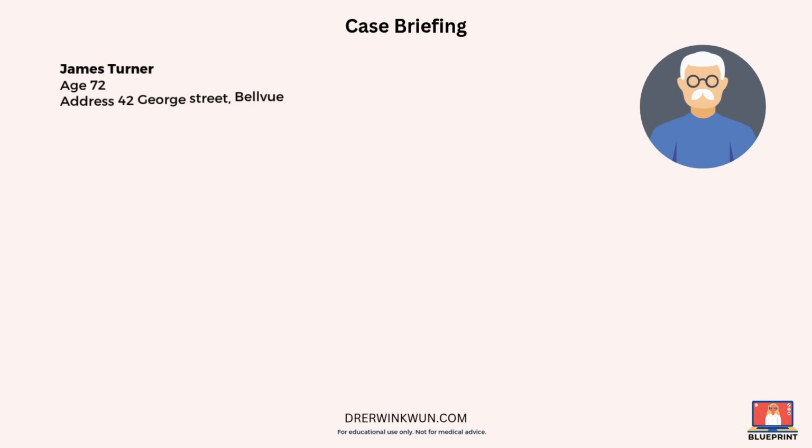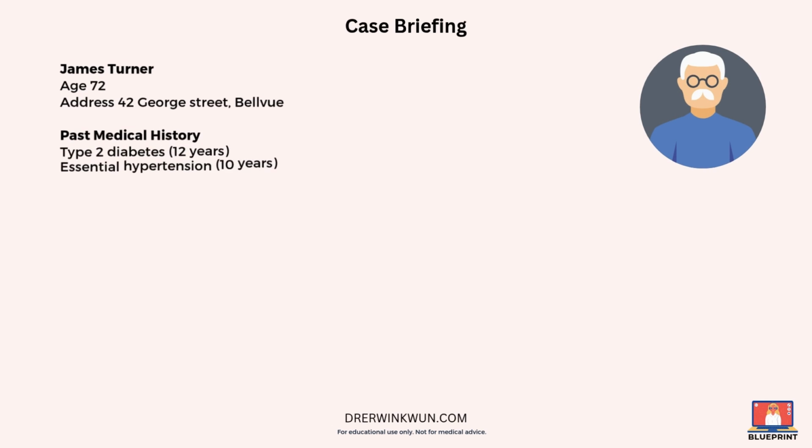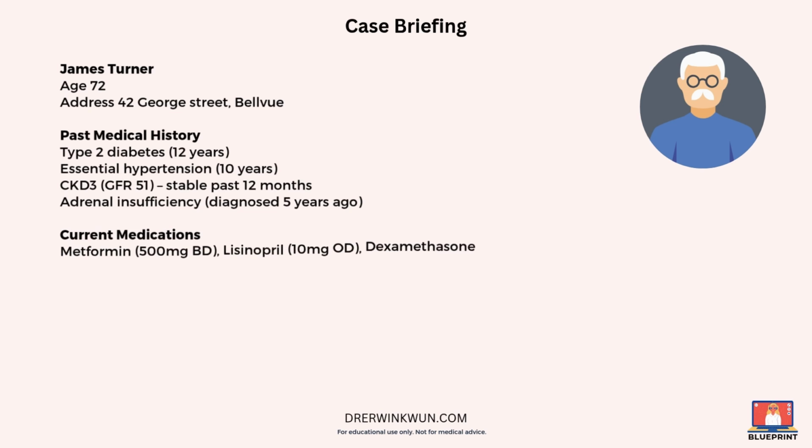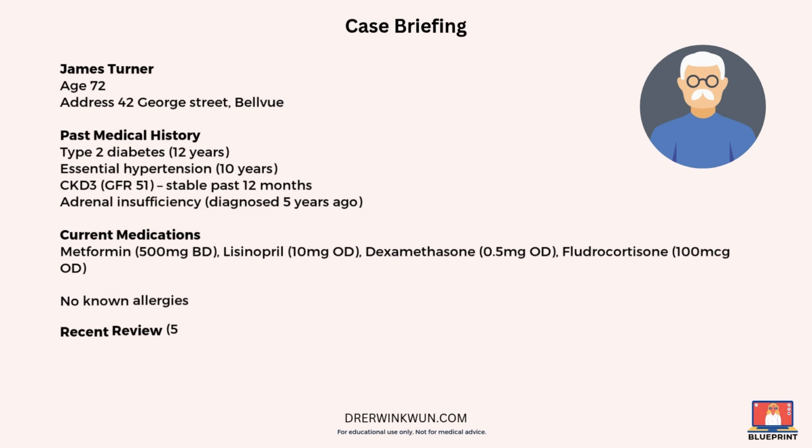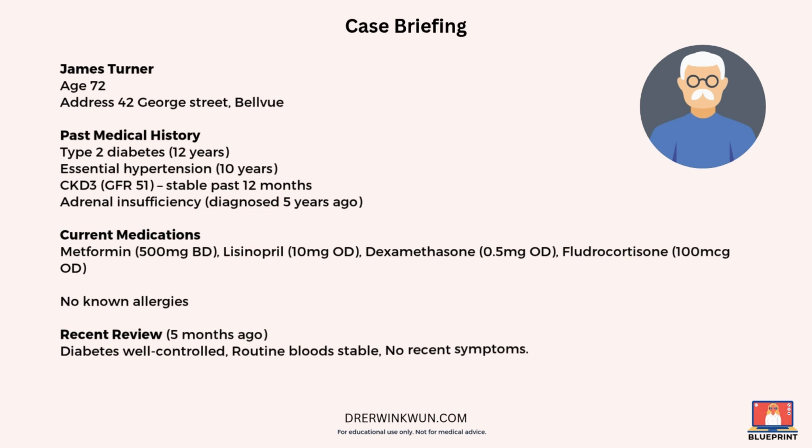Let's take a look at the patient's record. James Turner, age 72. We can see that the patient has comorbidities including type 2 diabetes, essential hypertension, CKD stage 3, and adrenal insufficiency. Looking at the patient's current medications, we can see that the patient is taking metformin, lisinopril, dexamethasone, and fludrocortisone. He had a recent review 5 months ago, and it looked like there were no specific concerns then. So how do you prime this case?